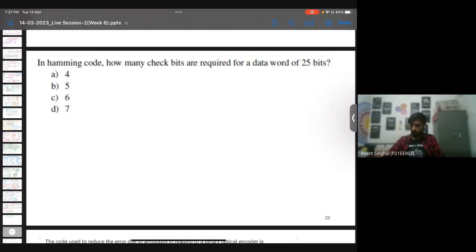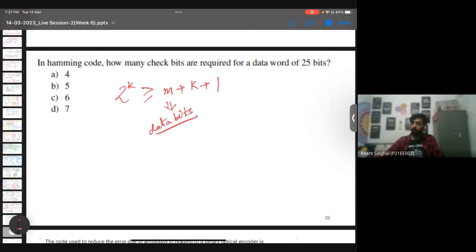I'll try to write the equation, maybe that will help. The basic condition is for k check bits, 2 to the power k is greater than or equal to m plus k plus 1, where m is the number of data bits. You can try different calculations or combinations of these. Check which of the following is the minimum number satisfying the given condition. Start with the minimum and then go towards the highest.